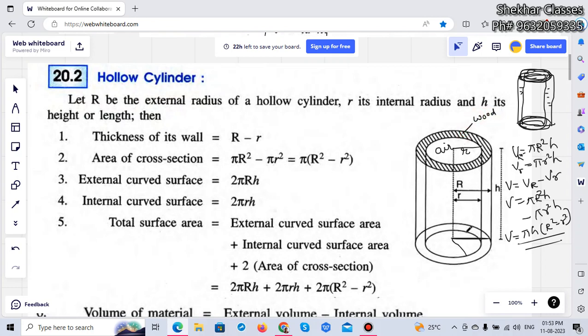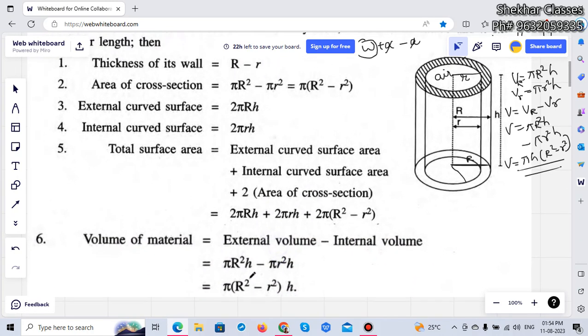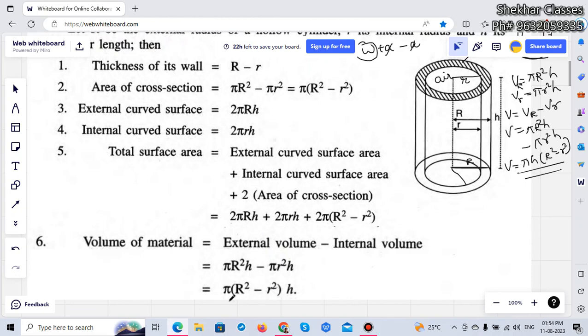If you take the bigger radius capital R, then you have found the volume of air plus wood. And if you take the smaller radius, you have found the volume of air. You subtract the volume of air from the volume of wood plus air, so the air gets cancelled and the volume of wood is left. As simple as that. So this is the formula here: the total volume is pi h times R square minus r square. Simple. External volume minus internal volume.